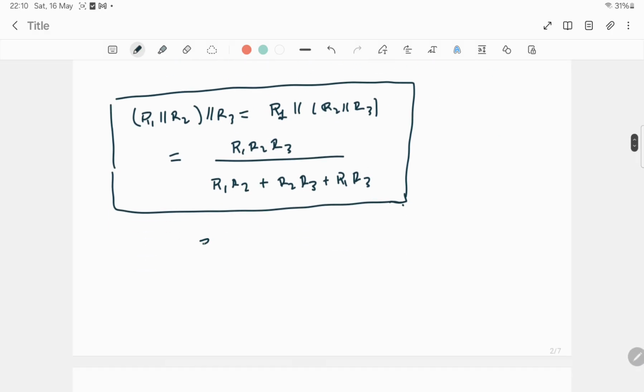Of course, this R1, R2, R3 are different from 0, which means the sum R1 R2 plus R2 R3 plus R1 R3 should be different from 0. This sum should be different from 0.